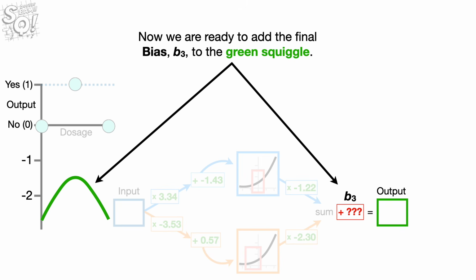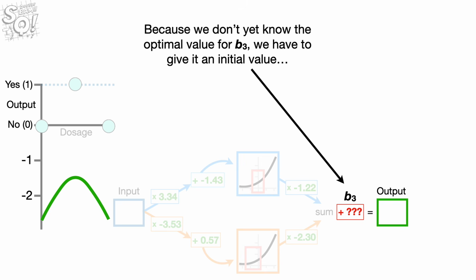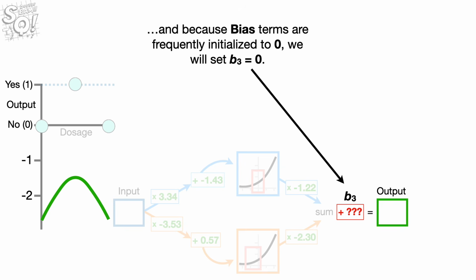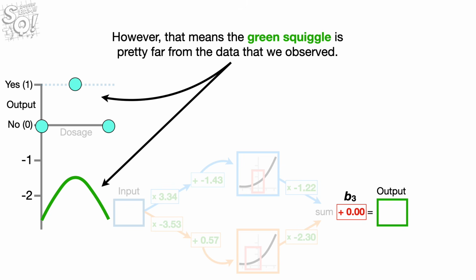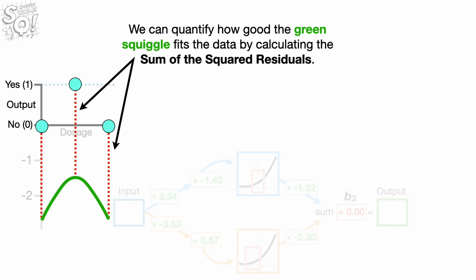Now we are ready to add the final bias, B sub 3, to the green squiggle. Because we don't yet know the optimal value for B sub 3, we have to give it an initial value. And because bias terms are frequently initialized to 0, we will set B sub 3 equal to 0. Now, adding 0 to all of the y-axis coordinates on the green squiggle leaves it right where it is. However, that means the green squiggle is pretty far from the data that we observed. We can quantify how good the green squiggle fits the data by calculating the sum of the squared residuals.